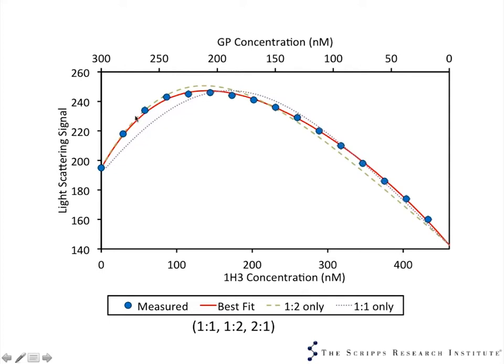You can see the green dotted line here is what our fit would be if we only included 1 to 2 associations, and the purple dotted line here is what our fit would look like if we only included 1 to 1 associations. So you can see that we really do need all 3 components for our model to best fit our experimental data.